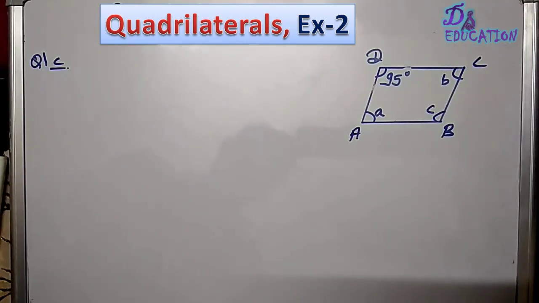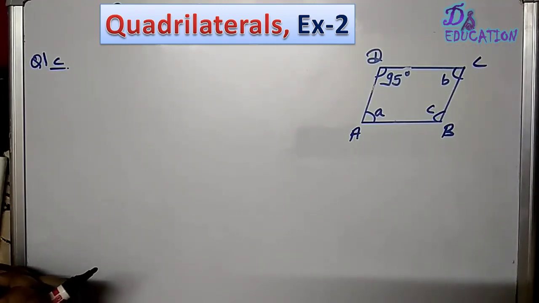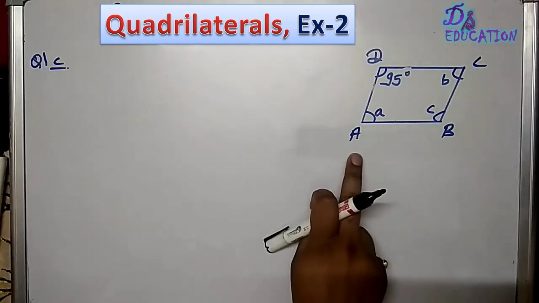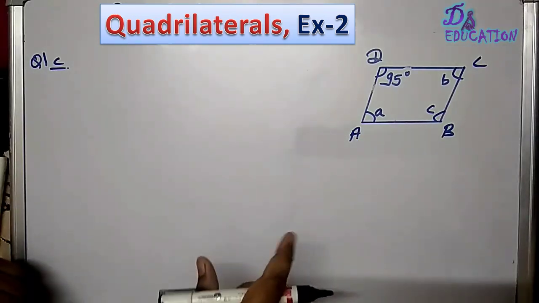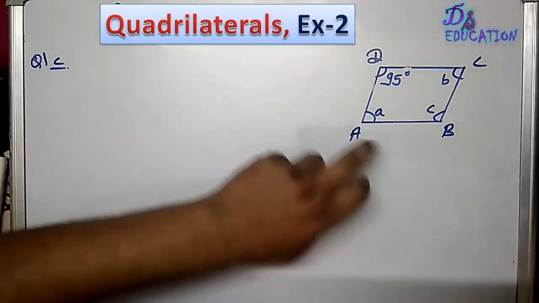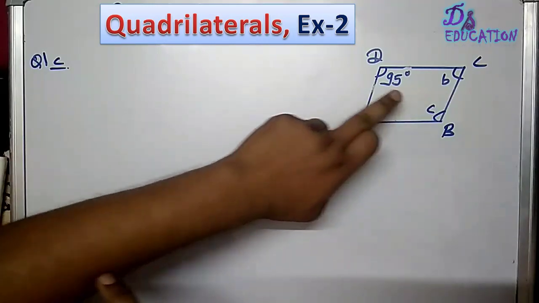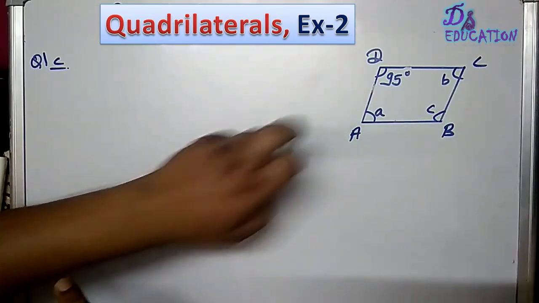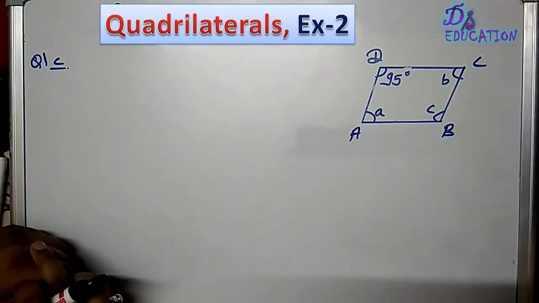Hello students, today we will start the quadrilaterals and questions related to quadrilaterals that are a parallelogram or it can be a rhombus. So let us start. The first question is already written in front of you. A parallelogram ABCD is given whose angles are A, C, B and 95 degree. Okay. So now we will start.